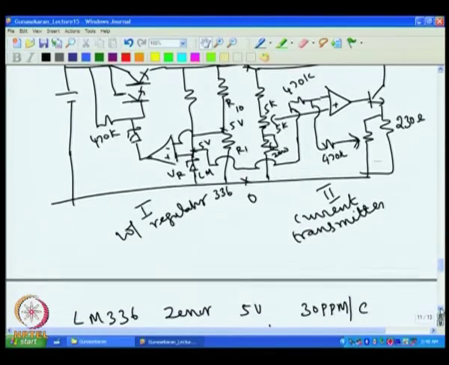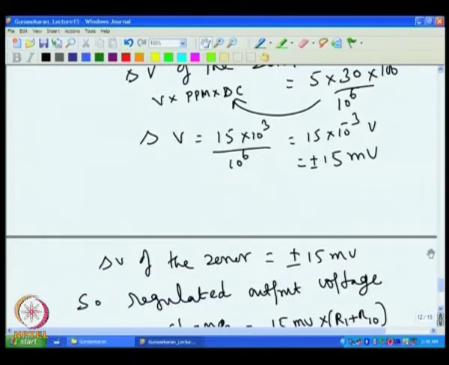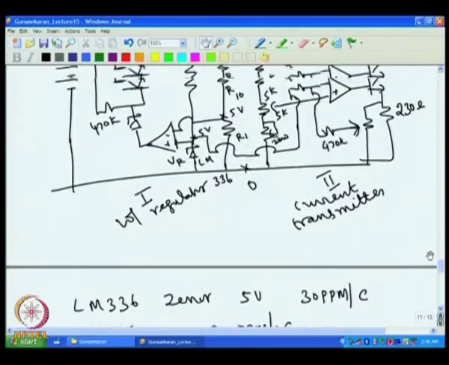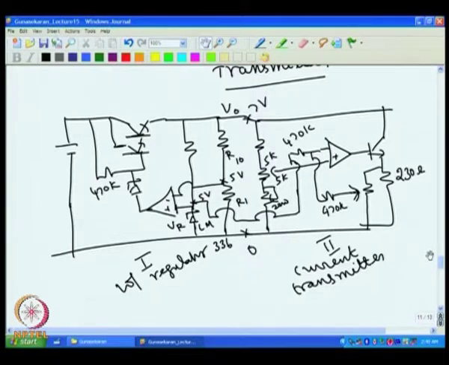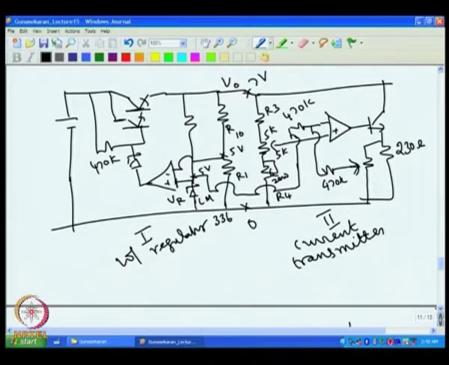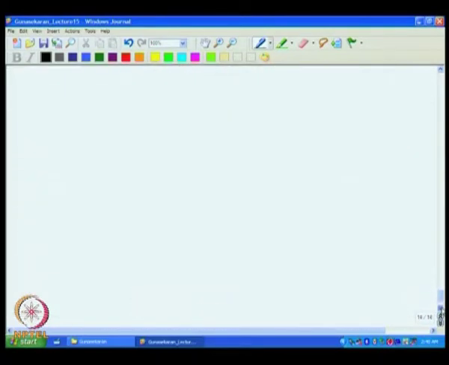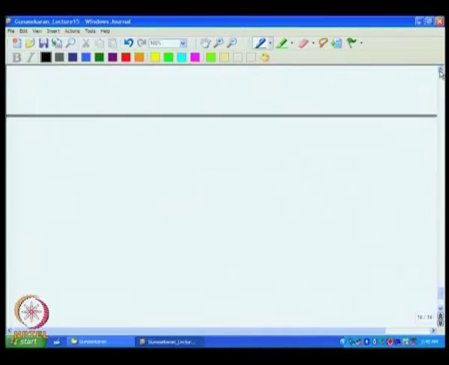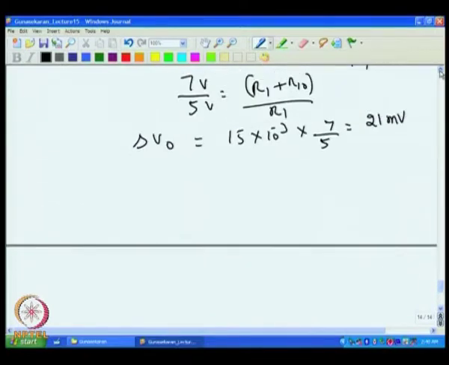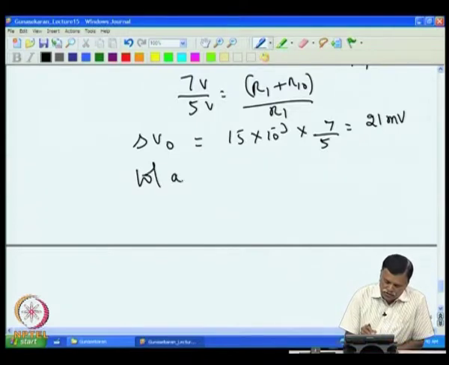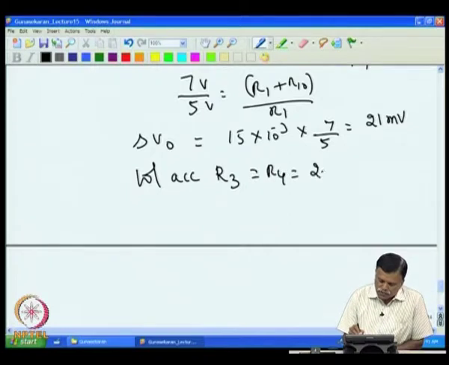So, if we go back to our circuit here, I have named them so that it is easy to refer. I call this R3, and this other part R4. So, we have to find R3 and R4, which can be easily calculated. The voltage across R3 equals R4 equals 2.5 volt.